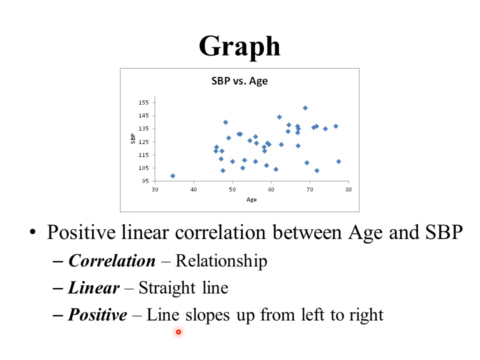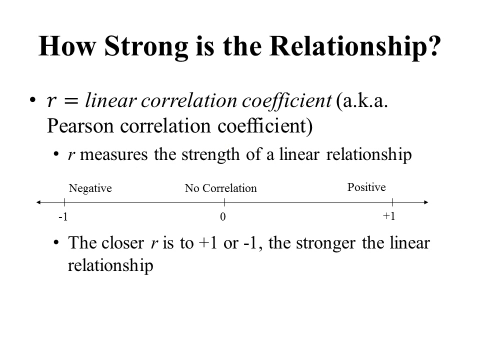Positive means that line slopes up from left to right. Remember back to high school algebra, if we had a positive slope to a line, that means it goes up from left to right. So positive linear correlation between these two variables. Now, the next thing that we want to do is measure the strength of that relationship.